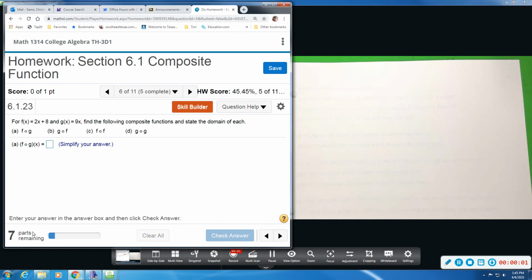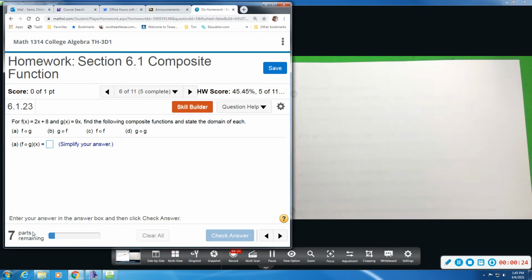All right, number 6. This one we're going to be using the two functions. We're going to find the composition of functions, and then we're going to state the domain of each. Technically, the definition for a domain of composition of functions is where they intersect or where they overlap when you compose them together.